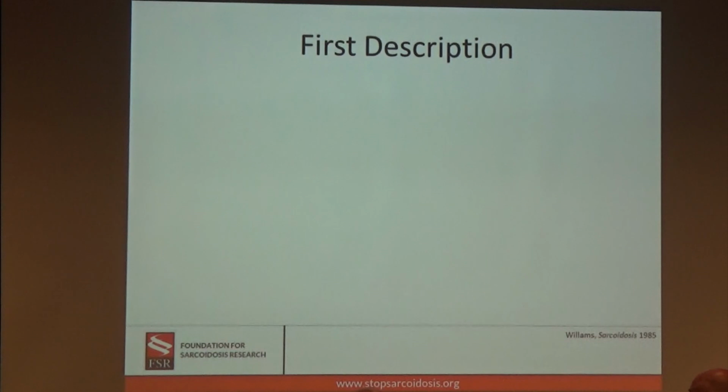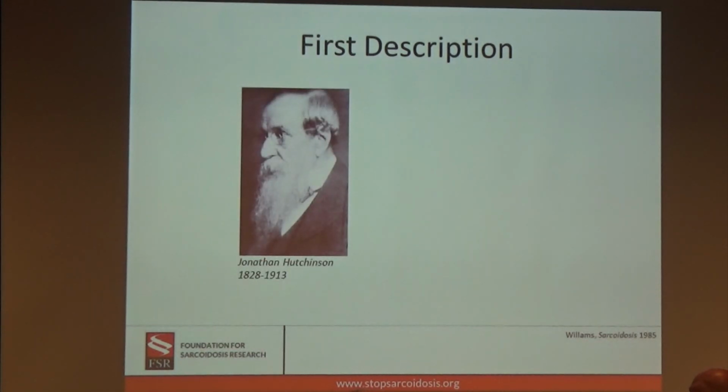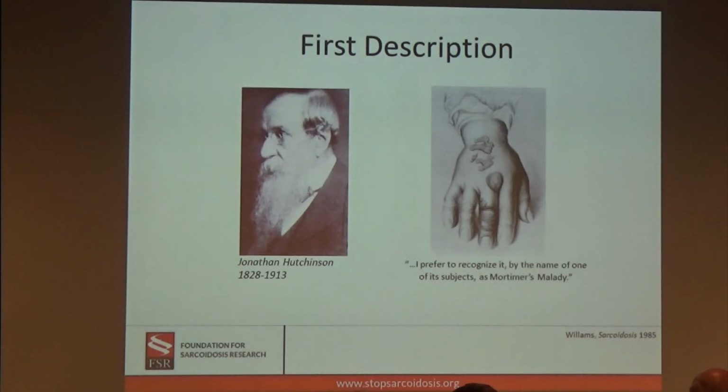So sarcoidosis was actually first described by this physician, this scientist, Dr. Jonathan Hutchinson, back in the 1800s. And it was first described as a disease of the skin. And it took a few more decades after he first described it to call it sarcoidosis. But that's when it was first described.